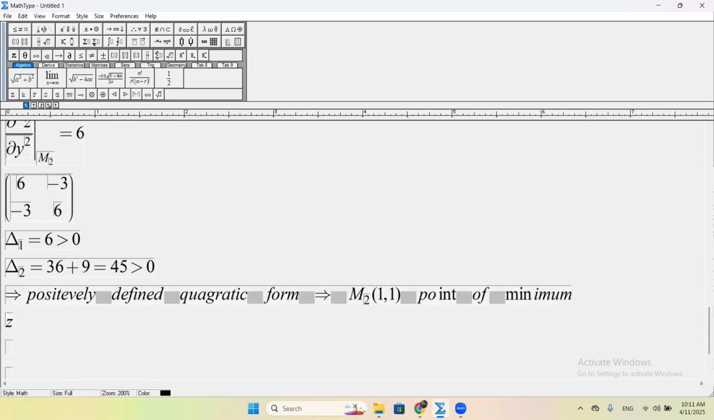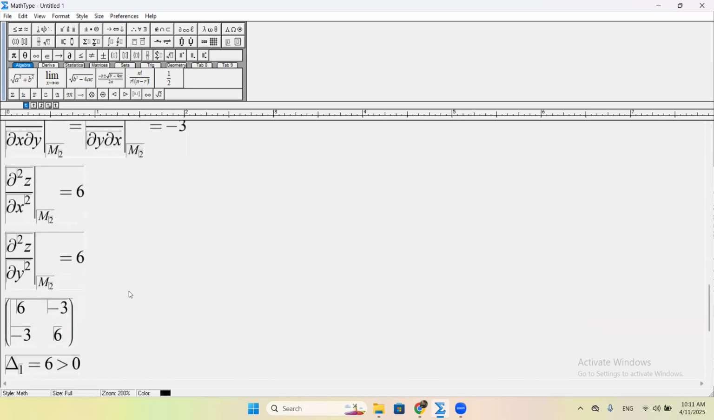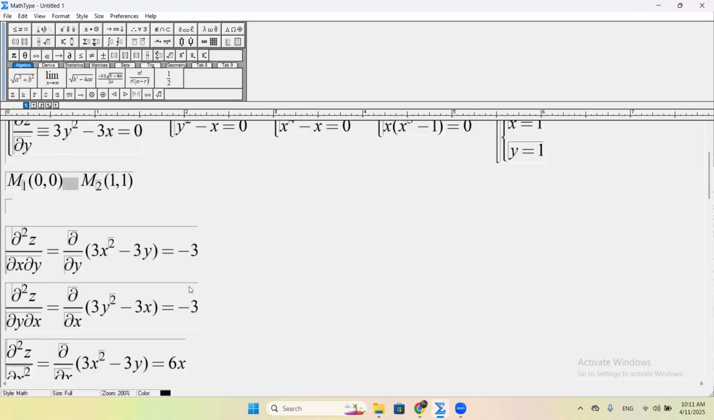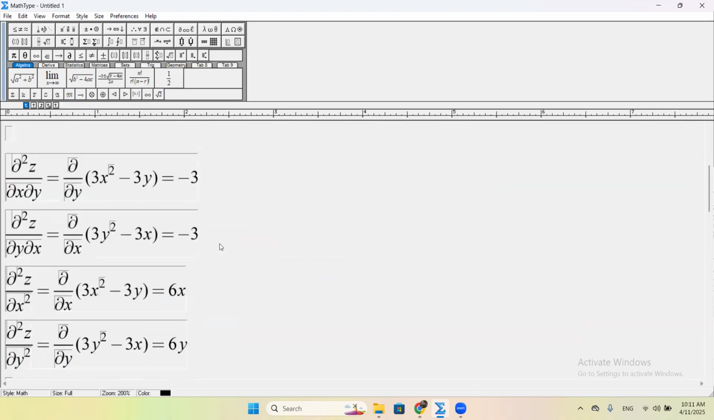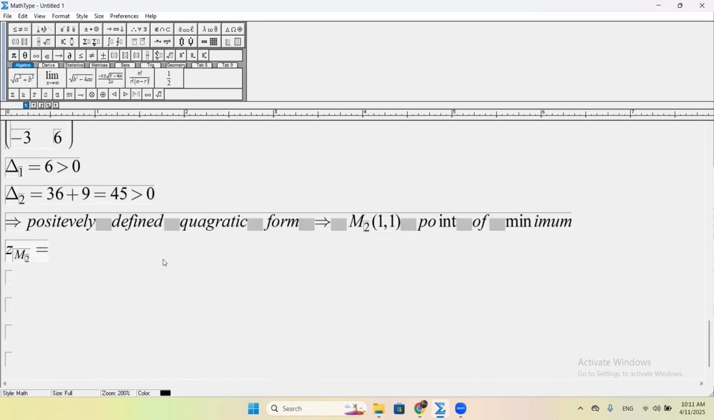And let's also calculate the function value at point M2. So 1 plus 1 minus 3, so it will be equal to minus 1. So done with this task. Any questions about it?